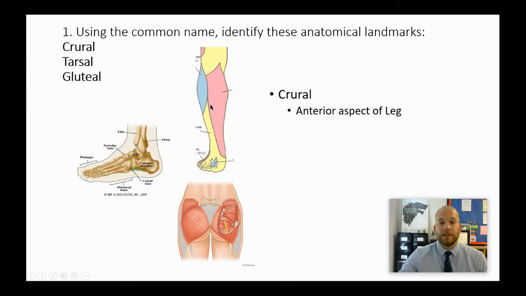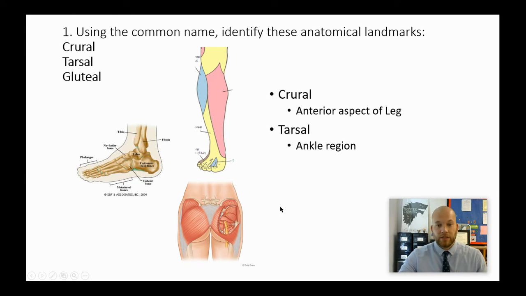This right here, your tibialis anterior, the front of your leg, right above your toes, between your ankle and your knee, between your tarsal and your patellar, that is called the crural, the anterior, the front. Tarsal, as you may have guessed, is your tarsals, your ankle region. Tarsals are the bones that make up your ankles. So where your crural meets your dorsal, that's your tarsal.